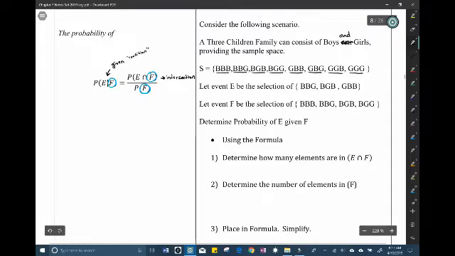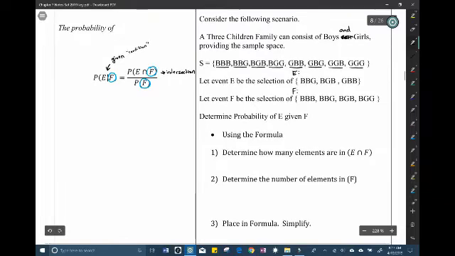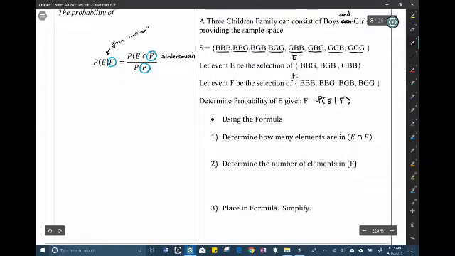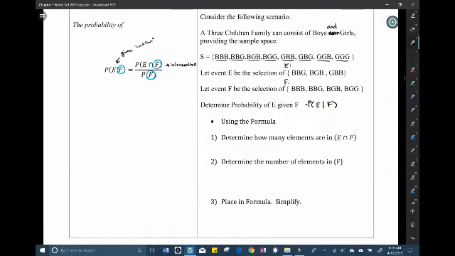Let event E be the selection of either of these two. So this is what E is. Let event F be the selection of those ones. And now the way to do this is determine the probability of E given F. That just means E given F, the probability of that occurring. And you're going to basically use the formula. So first, let's notice how many elements are in E and F. That's the first thing you want to do, is find the probability of E and F, which is your numerator.